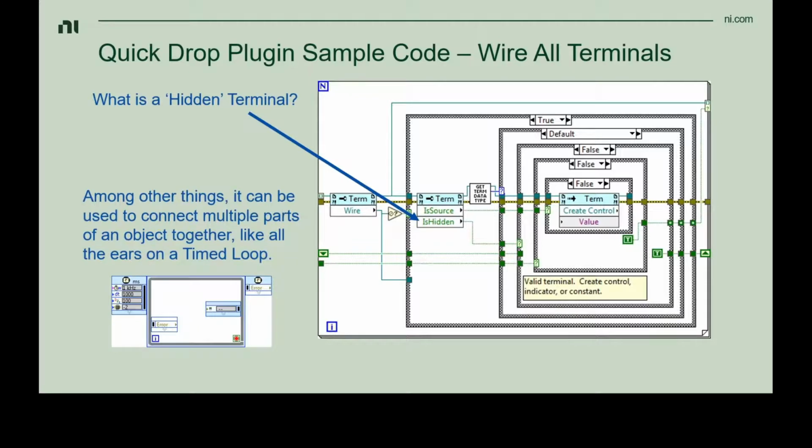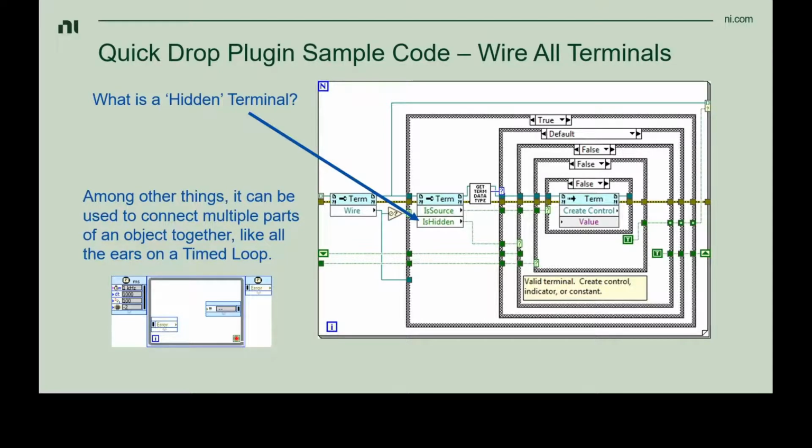Well, if you've ever used a timed loop, you know that it looks like what I'm showing in the bottom left of this slide. Timed loops have ears hanging off the outside that make them look like Mickey Mouse. They've also got inner ears as well. Well, it turns out that under the hood, the way that the ear of the timed loop is connected to the actual border of the loop itself is with something called a hidden terminal. You don't see any terminals on that block diagram, but they're there, but they're hidden. When I wrote this quick drop plugin, I figured I don't want to mess with hidden terminals when I'm trying to decide if I want to create controls or indicators. So if something is a hidden terminal, I'm just going to skip it. That's an example of the kind of weird thing that you sometimes have to look out for when you're writing scripting code.